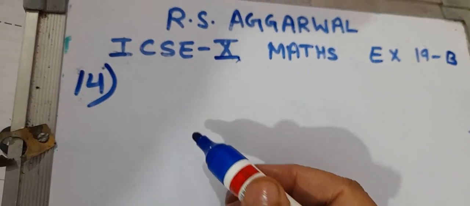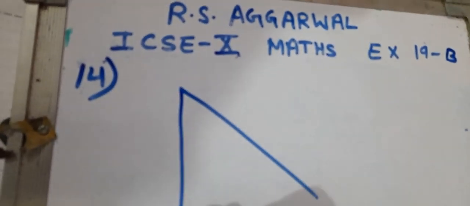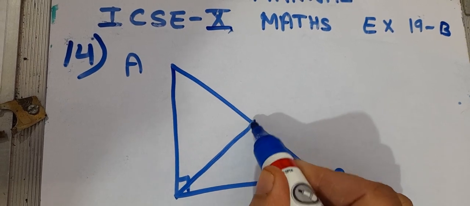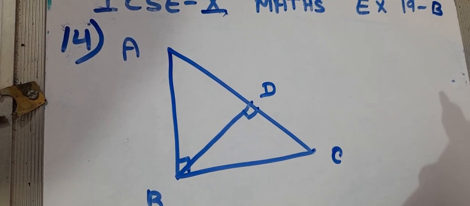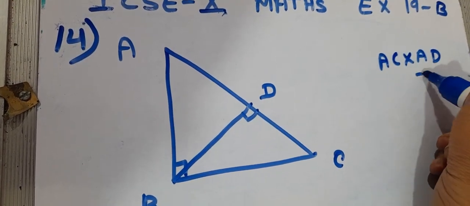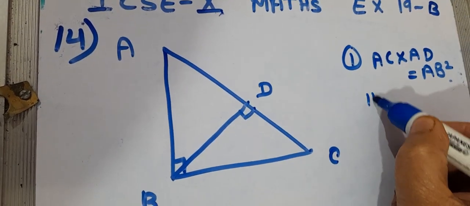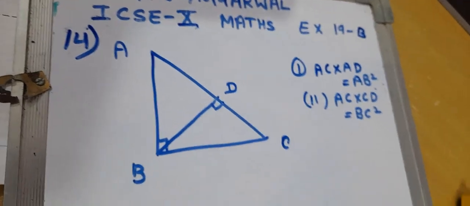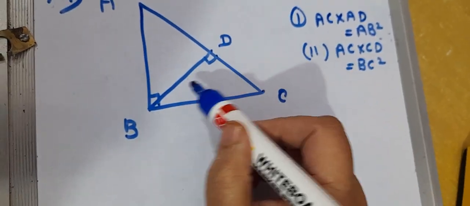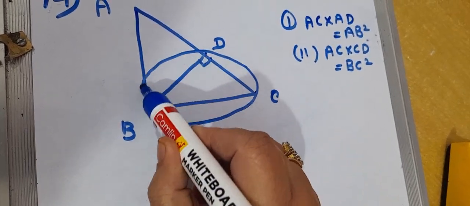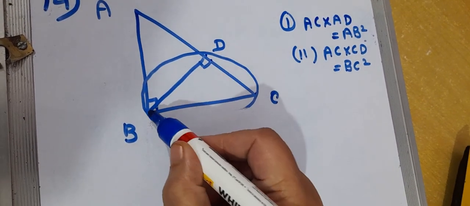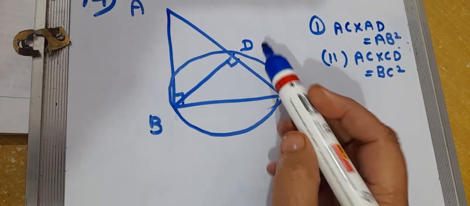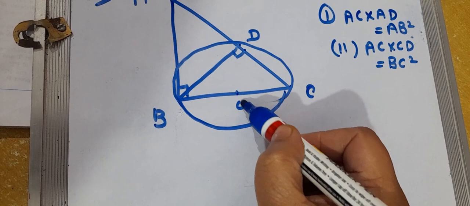Now question number 14. We are given a right triangle ABC. So first of all, draw a right triangle ABC. We are given that perpendicular BD on hypotenuse AC is drawn. So this is again 90 degrees. Now we have to prove AC into AD equal to AB square. This is the first part. And in the second part, we have to prove AC into CD equal to BC square. This is a chapter related to circles. So students, we will draw a circumcircle of triangle BDC. I have drawn here the circumcircle of triangle BDC. Here angle D will touch here, because the angle in a semicircle is 90 degrees. So here will be the center of the circle, O.